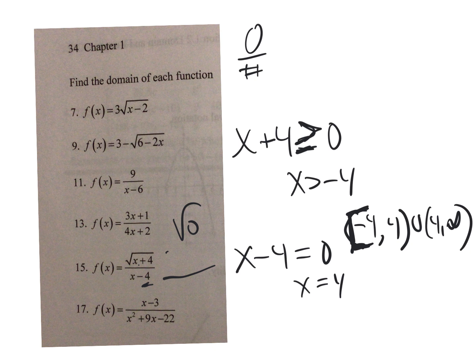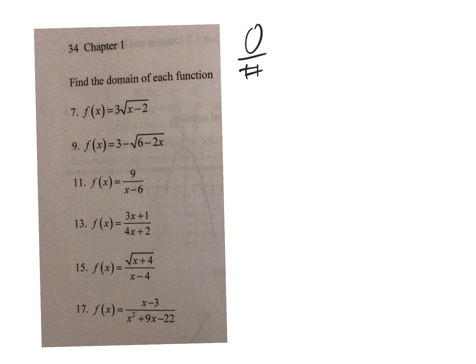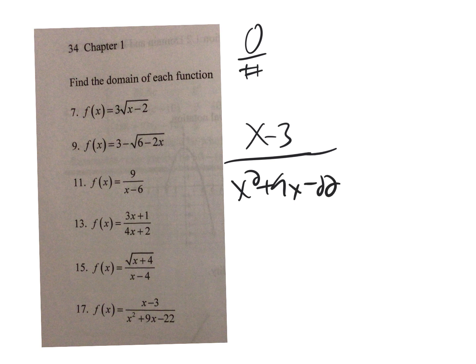Okay, so that would be the domain of that. So you've got to take both pieces. In this case, you take the numerator and the denominator. The other question you asked was about factoring. So looking at number 17, if I have x minus 3 over x squared plus 9x minus 22, the 3 on top is not a problem. What we've got to do is decide when is that denominator equal to 0.